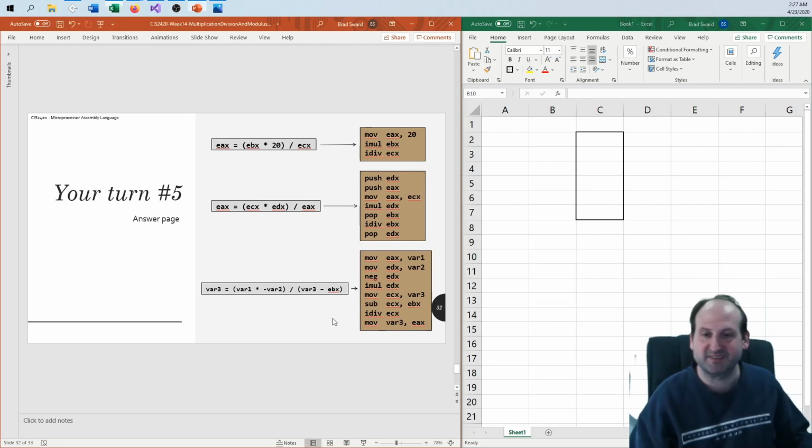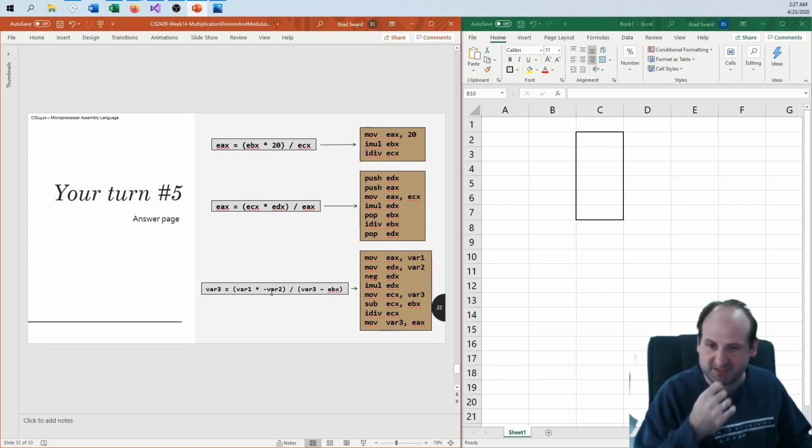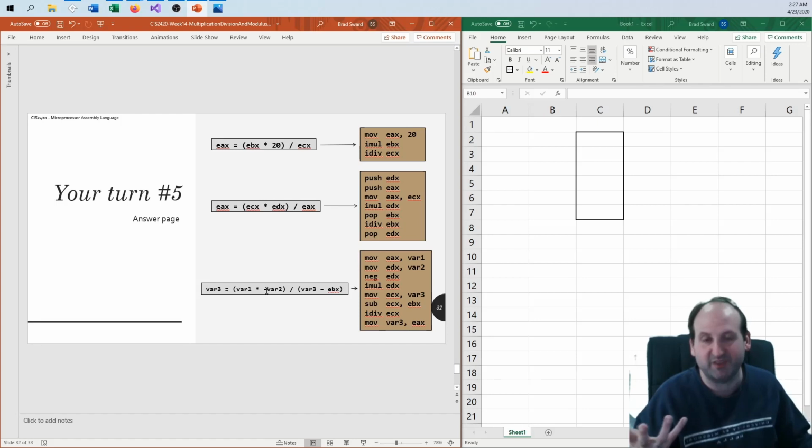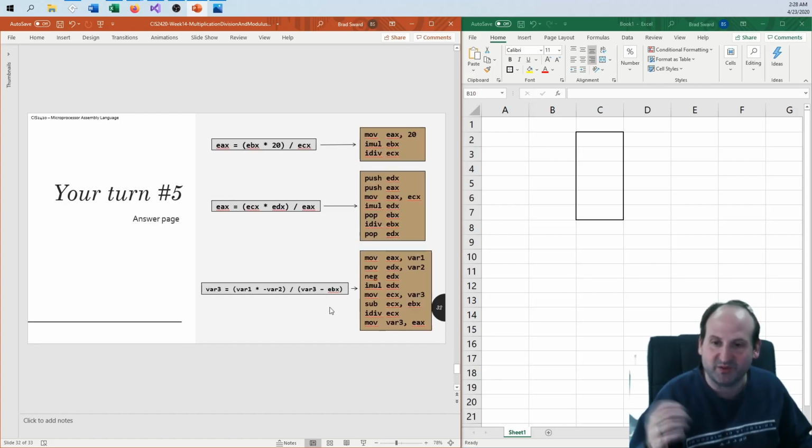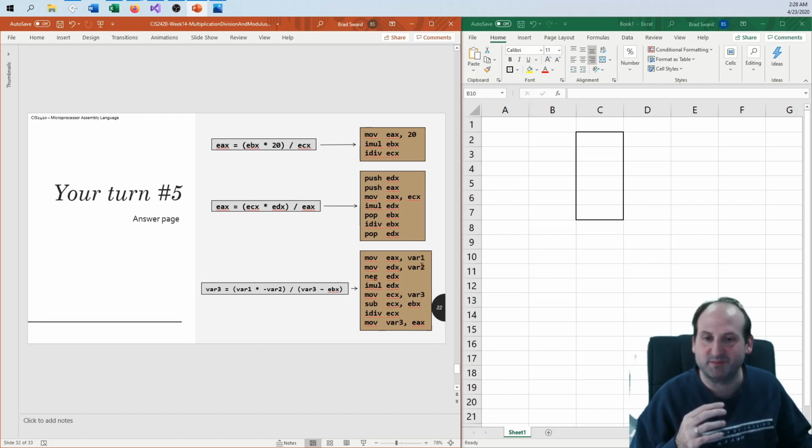How do we handle this guy? var1 times negative var2 divided by var3 minus EBX. So this one definitely would have to be a signed value no matter what. And that's because I'm staring at a negative. Everything else would have to be told, and I am, that it's signed. So what are we doing? We're doing the left-hand side first. So I'm moving var1 into EAX, and then I'm moving var2 into EDX, negating it, and then multiplying it, right? So var1 times negative var2. That's what I'm dealing with.